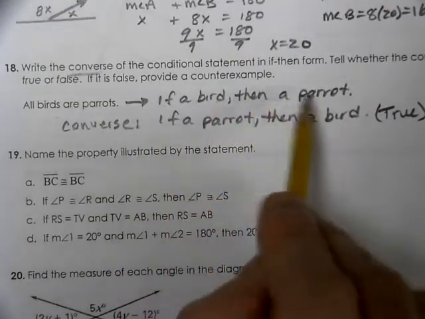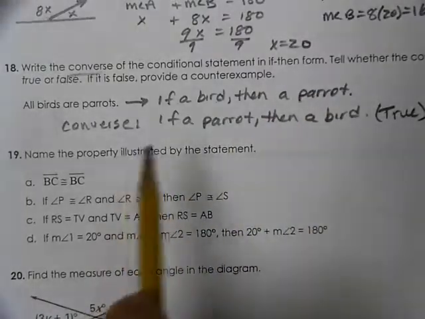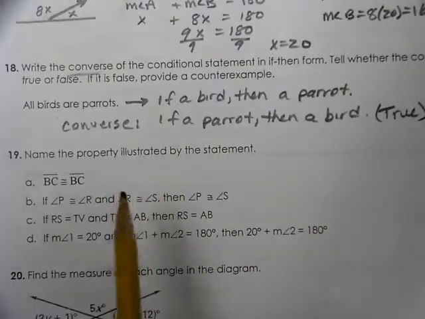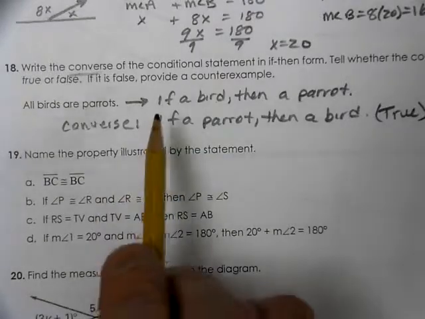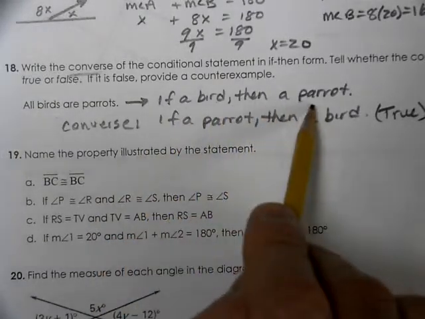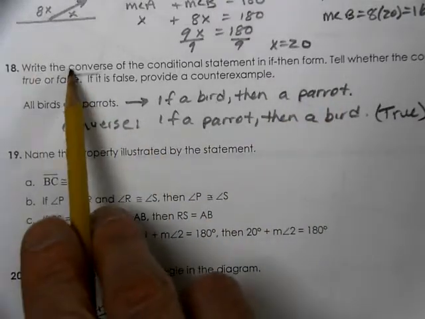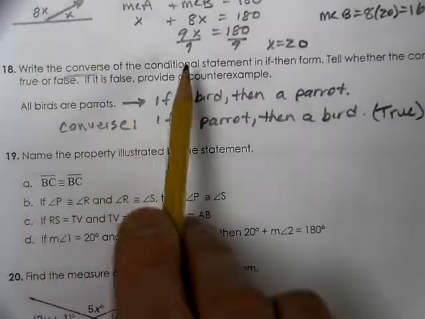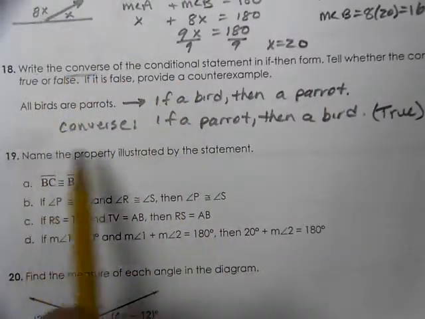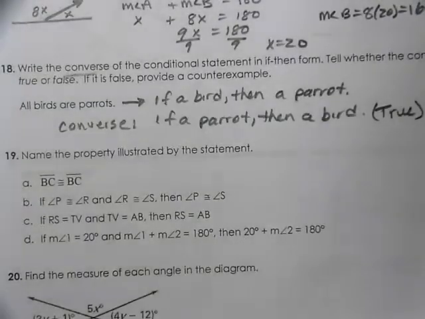If you have a bird, does it have to be a parrot? No, it could be a penguin. A penguin's a bird. A blue jay's a bird. An eagle's a bird. So if a bird, then a parrot, that would be false, but that's not what they were asking. They were asking us to write the converse and tell whether the converse is true or false. The converse is true. So no counterexample.